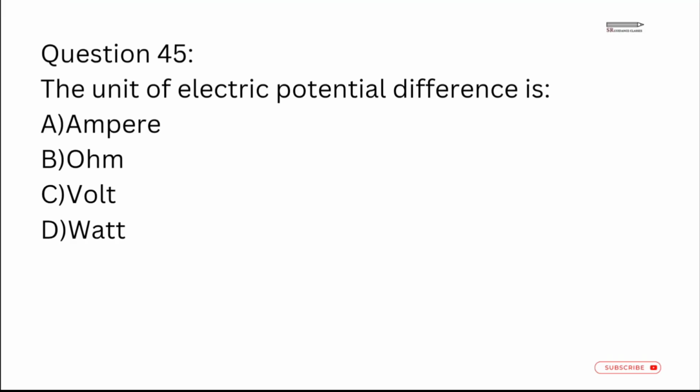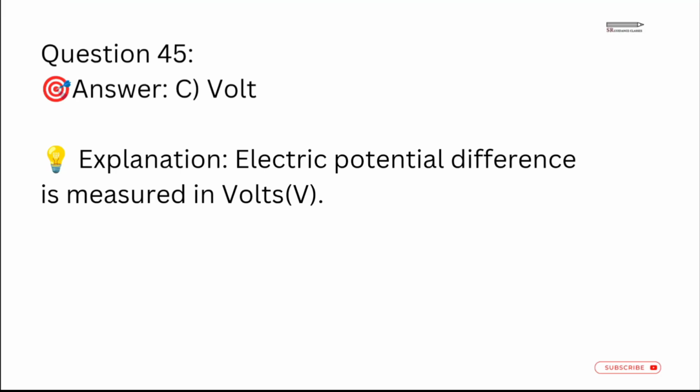The unit of electric potential difference is. The correct answer is option C, volt.